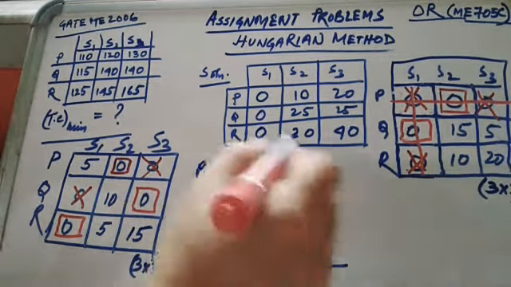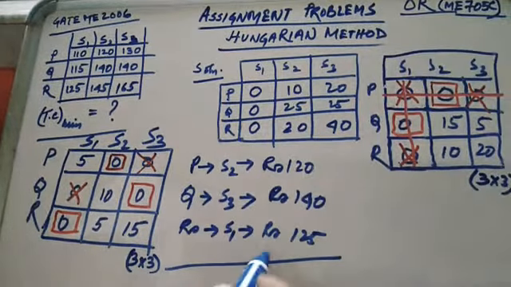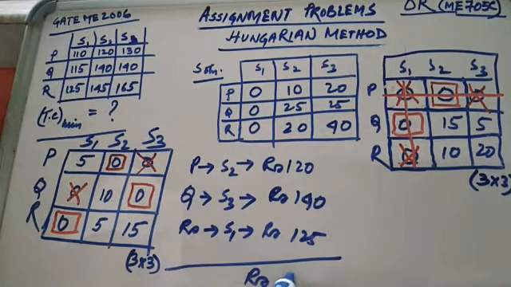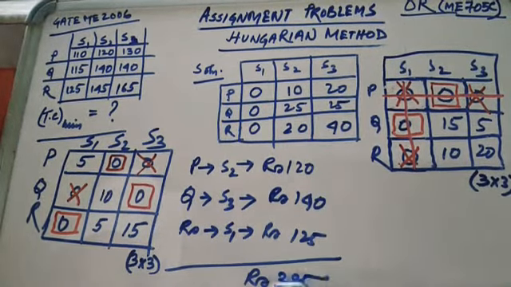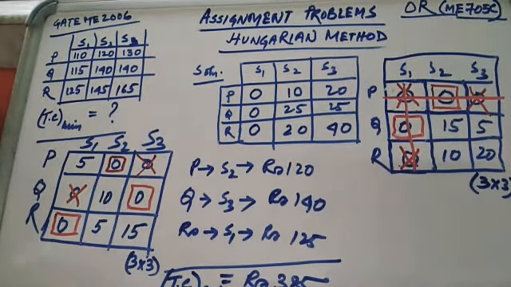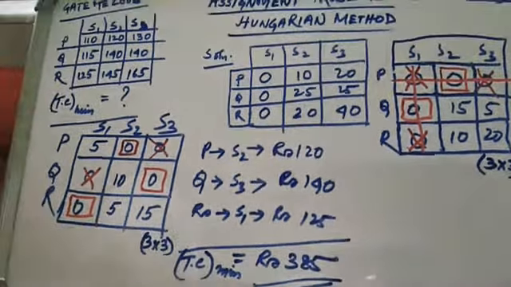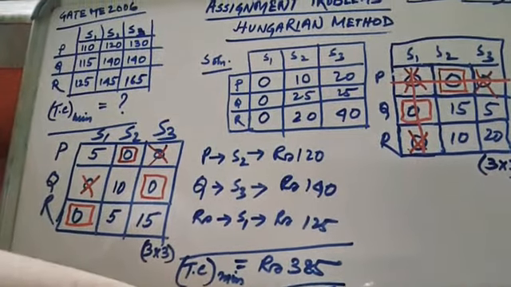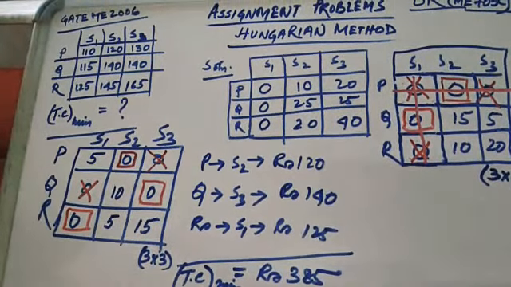Now these are the total assigned values. You can sum it up. You will get rupees 385, which is the TC, and the minimum total cost, you can say, is rupees 385. Okay, so this is the Hungarian method.